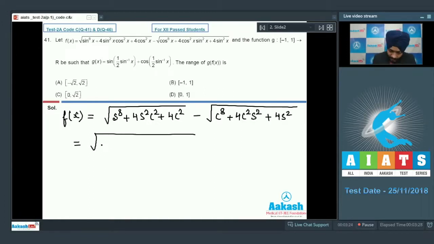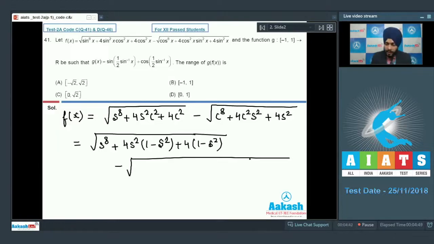So this will be sin^8 x plus 4 sin^2 x (1 minus sin^2 x) plus 4 into (1 minus sin^2 x), minus under root of. In the second under root, I am going to substitute sin^2 x as 1 minus cos^2 x. So this will be cos^8 plus 4 cos^2 into (1 minus cos^2) plus 4 into (1 minus cos^2). If we carefully observe, 4 sin^2 with the positive sign, 4 sin^2 with the negative sign, 4 cos^2 with the positive sign, 4 cos^2 with the negative sign. So 4 terms are cancelled.